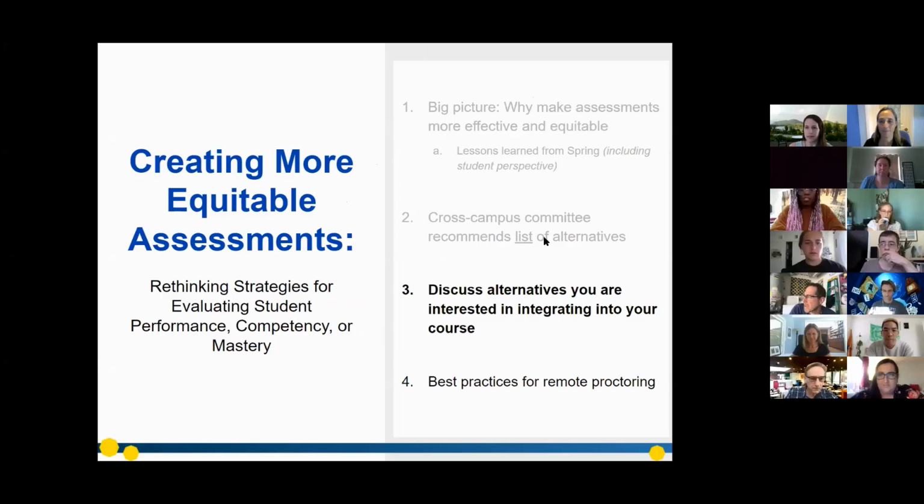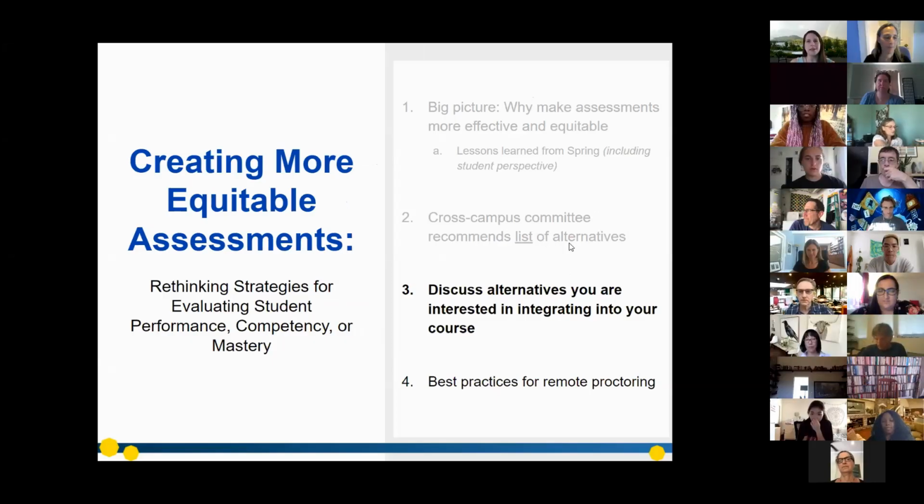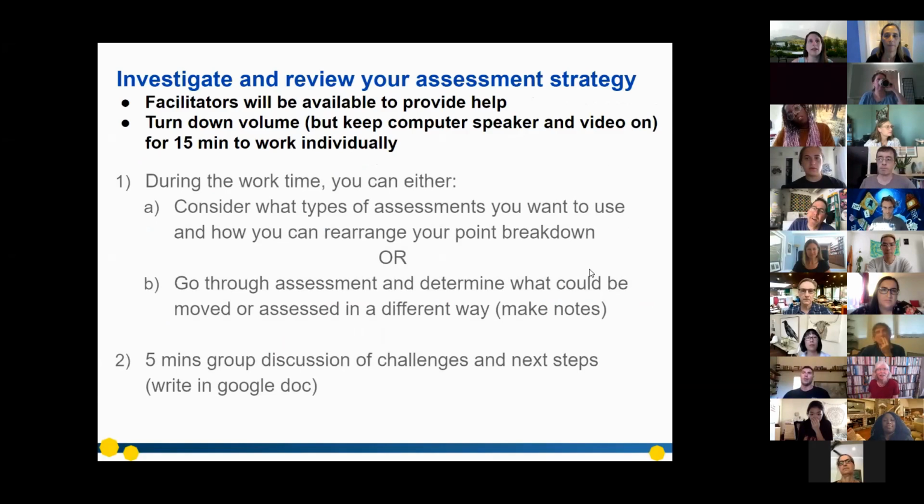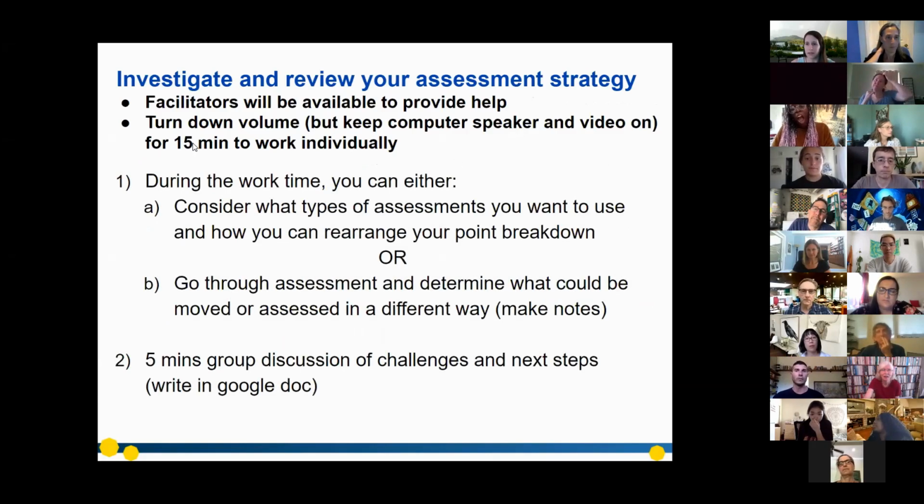So hopefully in discussing those alternatives, you were able to brainstorm and get some different ideas from your peers or colleagues about other alternatives. So now we're going to turn to your own assessments, right? And we're going to give you a little bit of time to work together, or just work individually on your own assessment. And we'll give you 5 minutes, actually, not 15, where you can maybe turn down your volume, but definitely if you do, use the timer. But the facilitators will be in the room to provide any feedback if you do have questions.